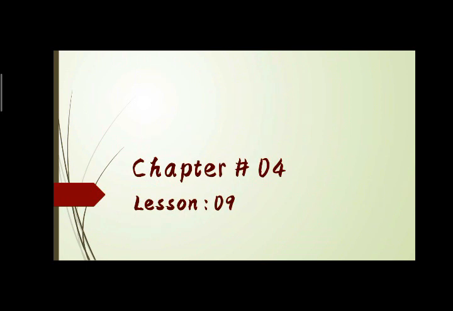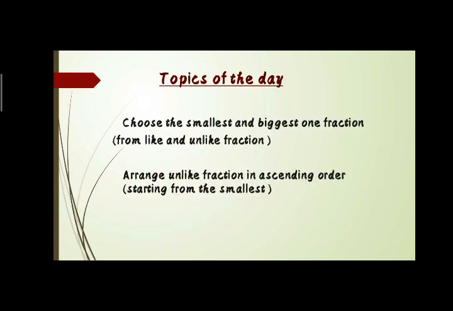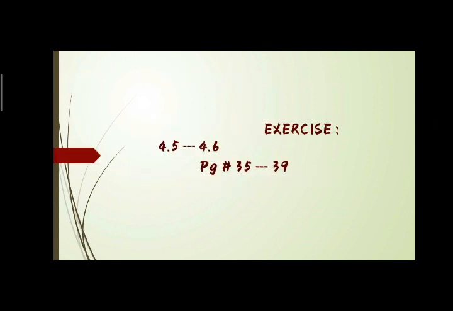Chapter number 4, lesson number 9. Topic of the day: choose the smallest and biggest fraction from like and unlike fractions. Arrange unlike fractions in ascending order starting from the smallest. Exercise number 4.5 to 4.6, page number 35 to 39.